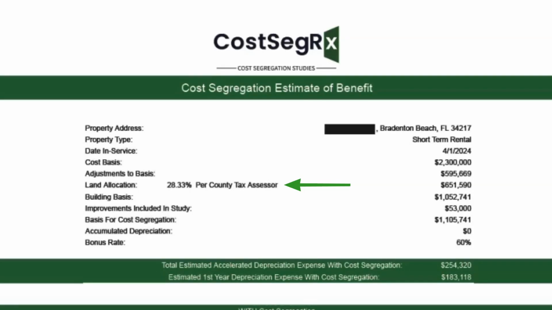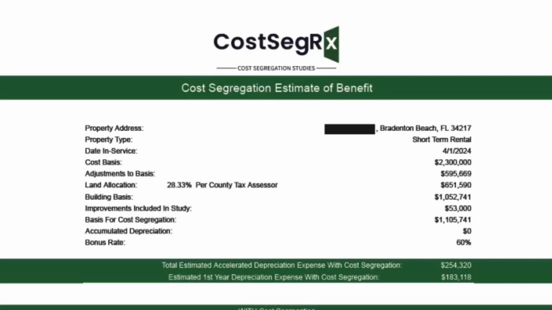In this case, we're using the county tax assessor's record at 28.33% for the land allocation. So we subtract out $651,590. That leaves you a building basis of $1,052,741. Then the client had made $53,000 in improvements. So we're going to add those improvements into the study. So the basis for cost segregation is $1,105,741. There is no accumulated depreciation on the property because this is the same year's study.